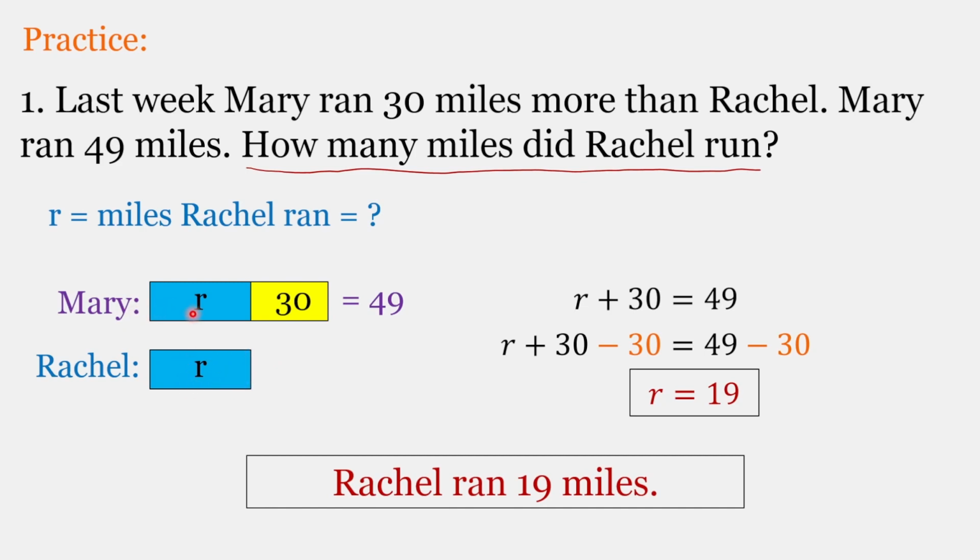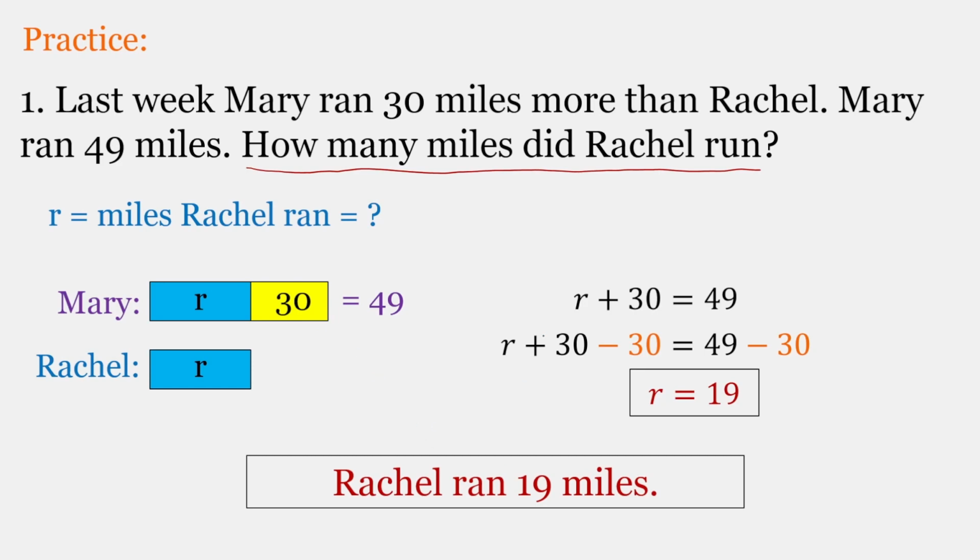Now Mary, well, she ran 30 miles more. So this is the total amount Rachel ran plus 30. And her total miles were 49. So now we have the equation r plus 30 is equal to 49. Solving that equation, we get r equal to 19. So Rachel ran 19 miles.